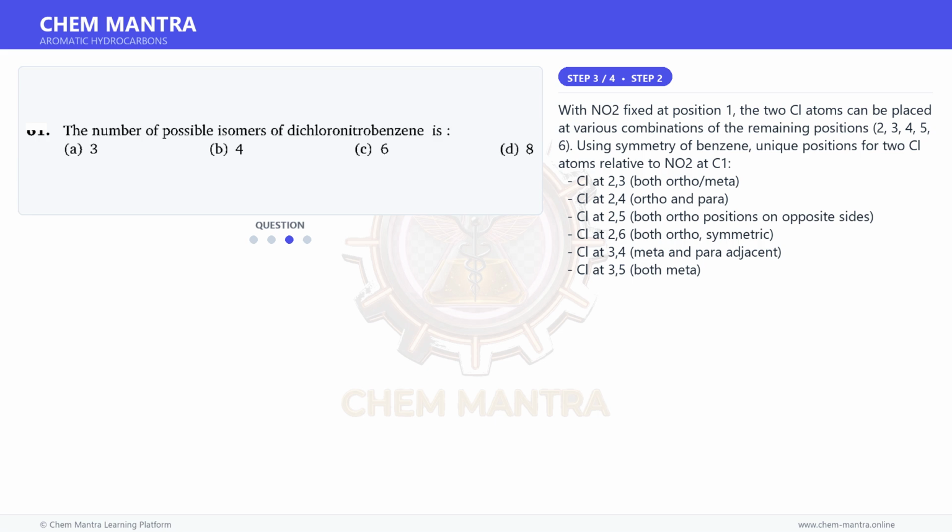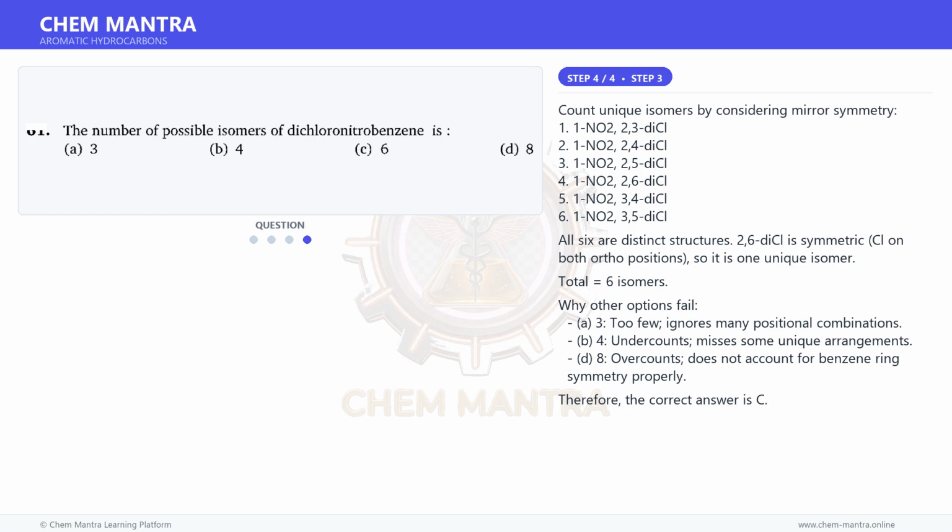Cl at 2,5, ortho and meta on opposite sides. Cl at 2,6, both ortho, symmetric. Cl at 3,4, meta and para adjacent. Cl at 3,5, both meta. And for the final step, count unique isomers by considering mirror symmetry.